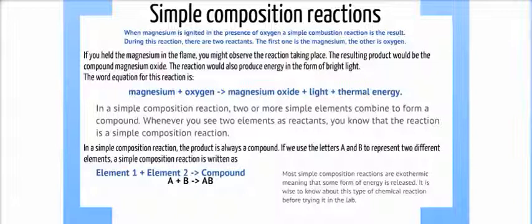So in a simple composition reaction, 2 or more simple elements combine to form a compound. Whenever you see 2 elements as reactants, you know that the reaction is a simple composition reaction. In a simple composition reaction, the product is always a compound. If we use the letters A and B to represent 2 different types of elements, the simple composition reaction is written as element 1 plus element 2 equals compound, or A plus B equals AB. Simple composition reactions are exothermic, meaning that they give off some form of energy. It is wise to know about this type of reaction before you try it in the lab.